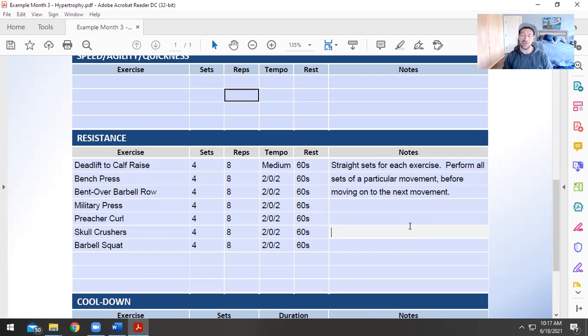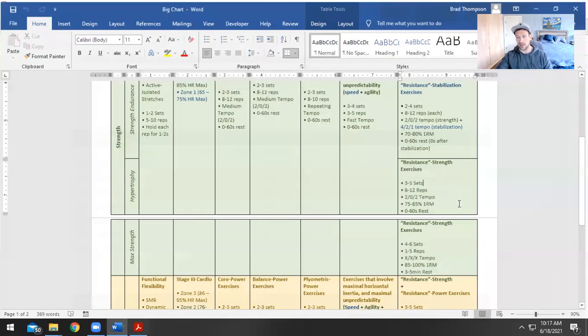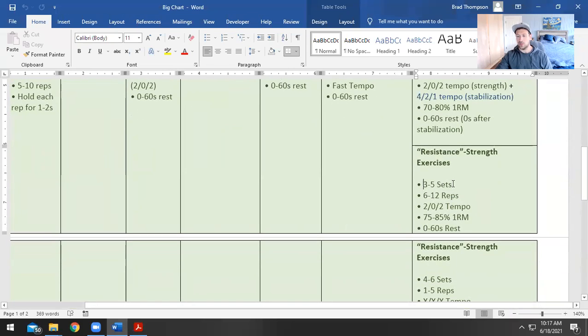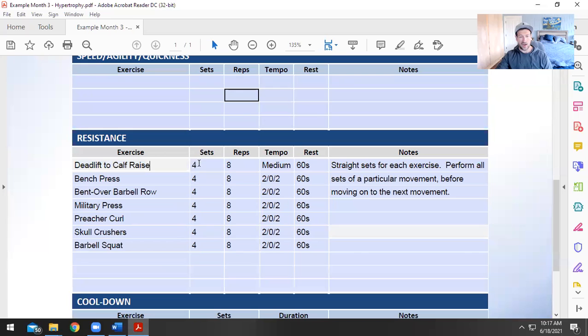And we did 4 sets of 8 repetitions for everything because we're in the hypertrophy phase, which is right over here, right? I needed to pick between 3 to 5 sets, so I went right in the middle and went with 4. I needed to pick between 6 and 12 reps, so I went right in the middle and went with 8. I picked a medium 2-0-2 tempo because that's the rule, and I take 0 to 60 seconds of rest, so I chose 60 seconds of rest for everything.